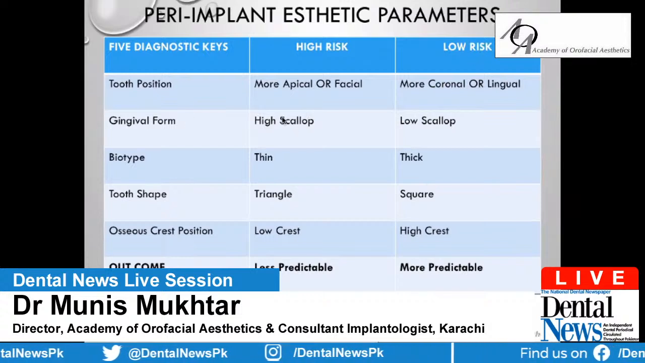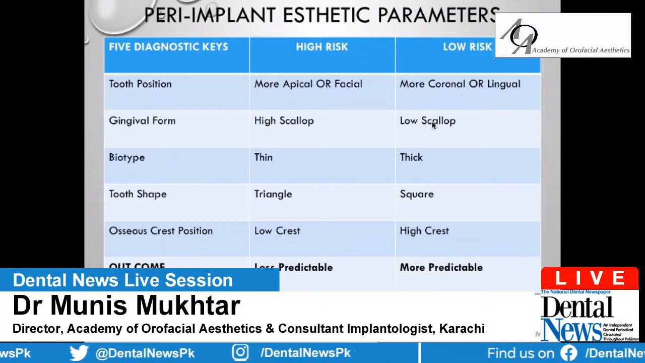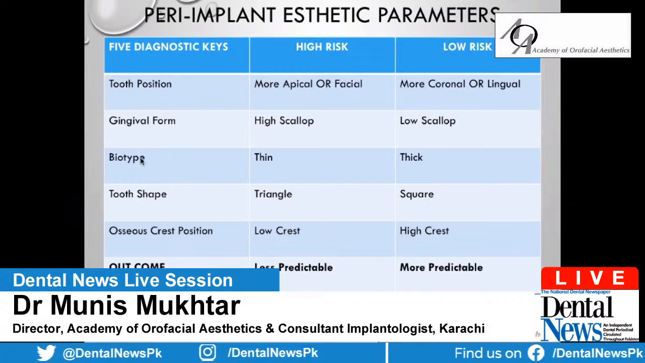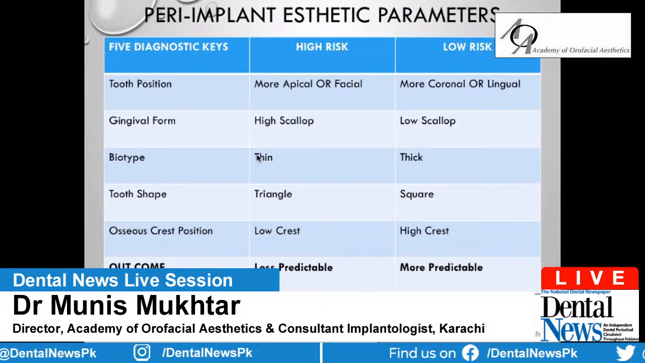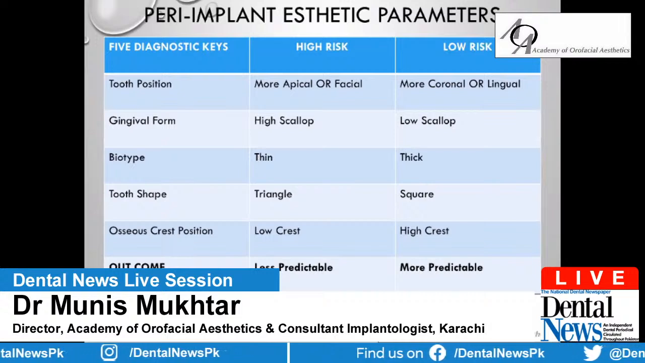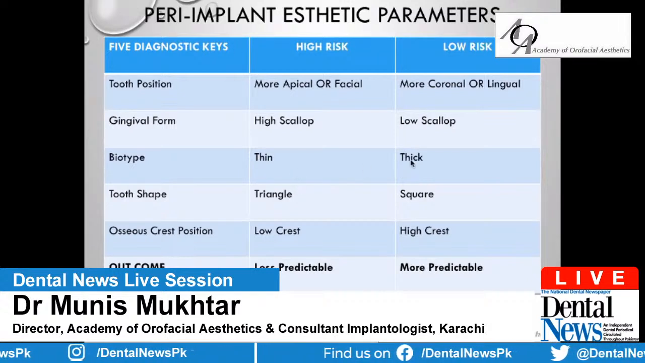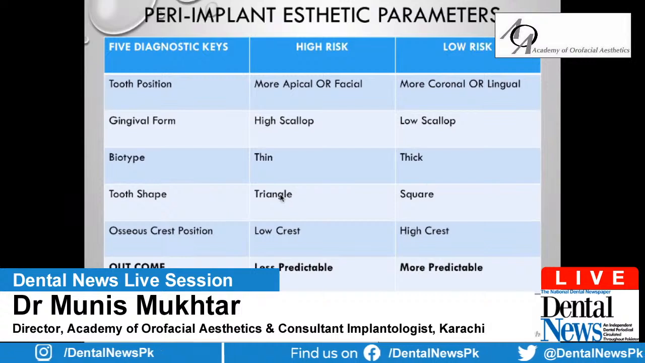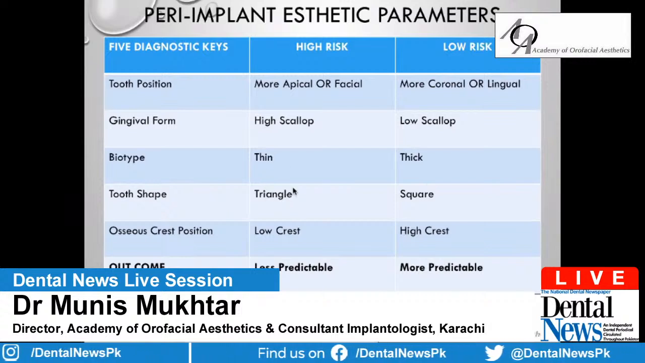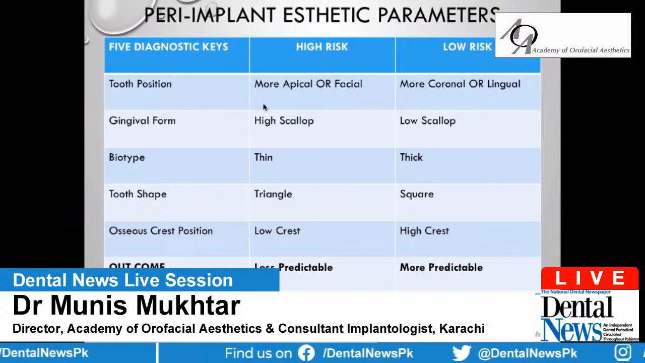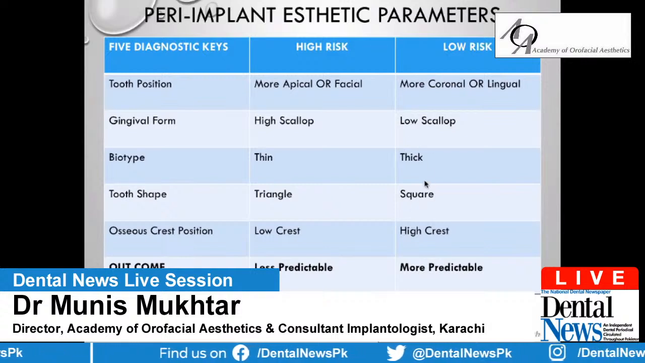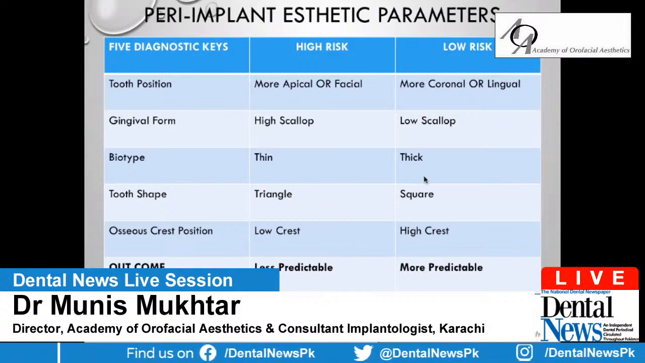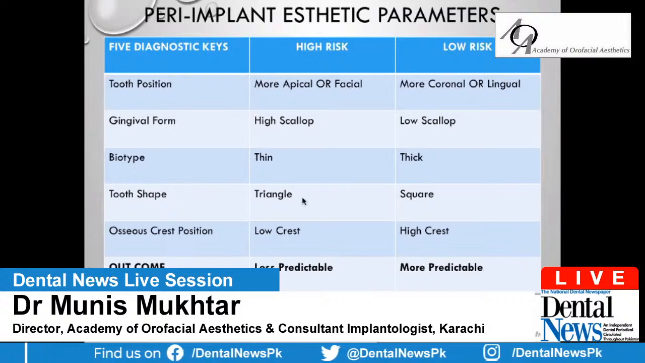Gingival form: high scallop, very high risk. Low scallop, good prognosis. Biotype: thin, as we said earlier, is difficult to handle. Thick is good to handle. Tooth shape: mostly triangular teeth are found in thin biotype and high scallop patients, so this is part and parcel. Square teeth are normally found in thick and low scalloped patients.